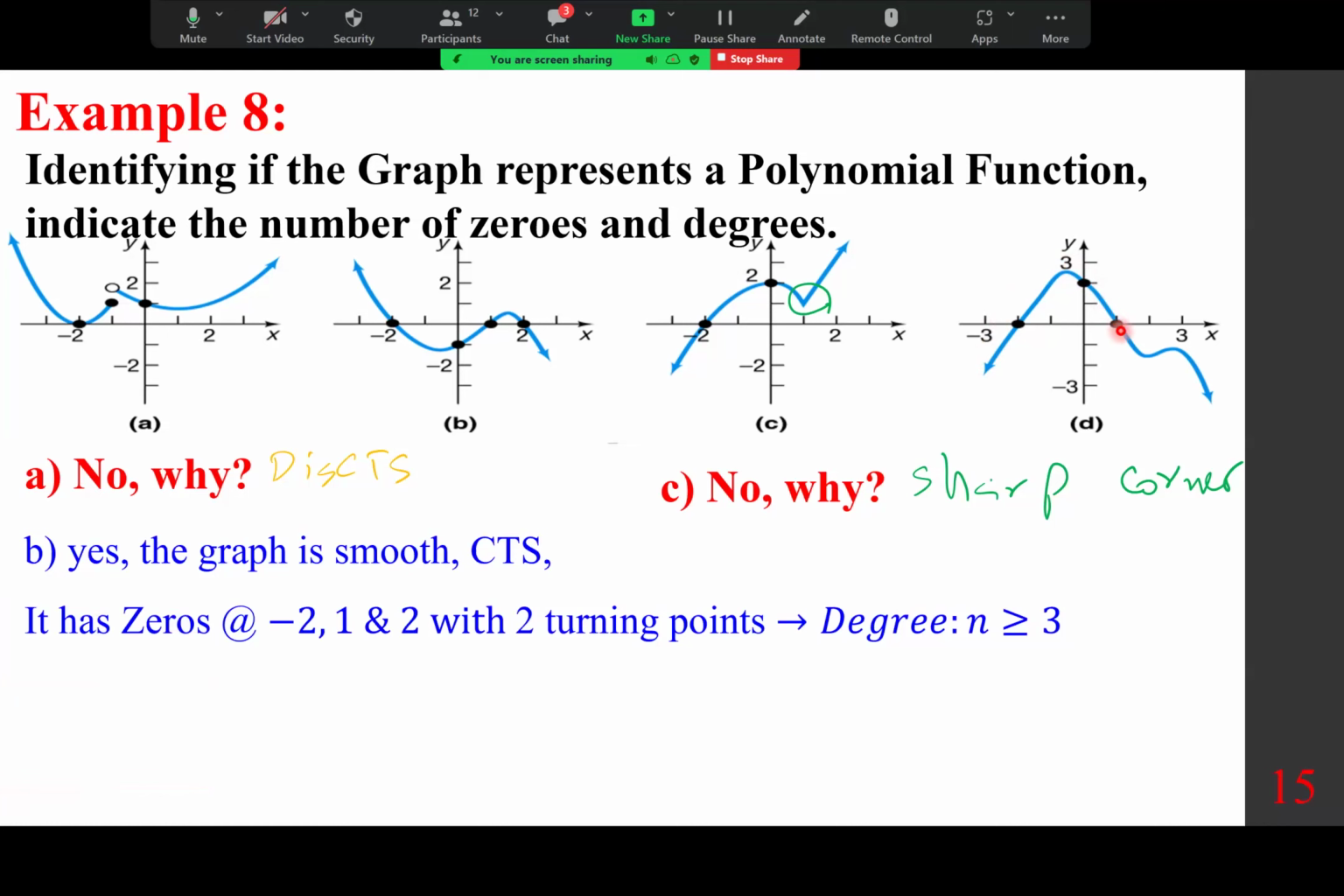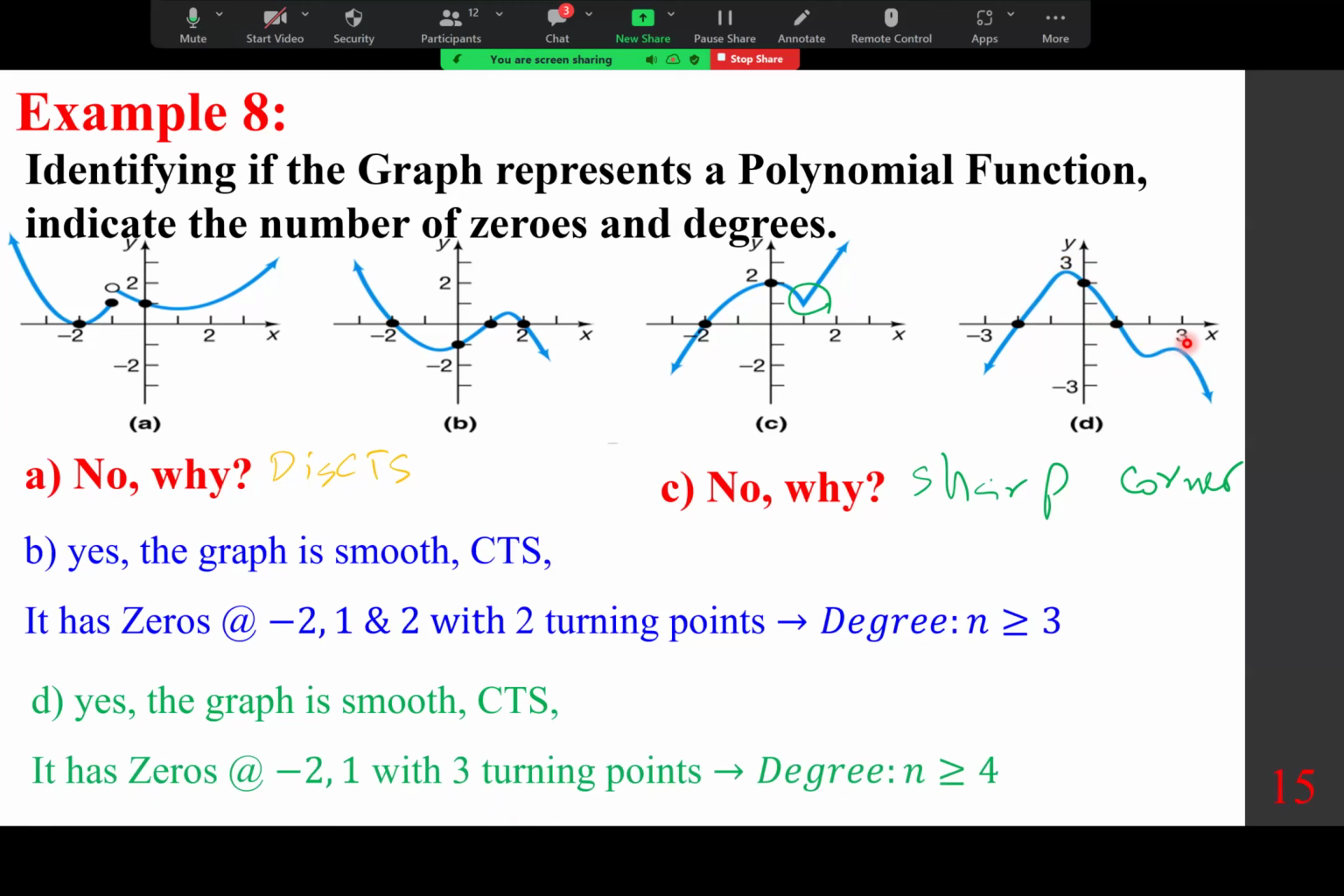seems to be smooth and continuous. Yes, the graph represents a polynomial function. It has a zero at this point, -2, and at this point, +1, and it has 1, 2, 3 turning points. Therefore, the degree must be at least 4.